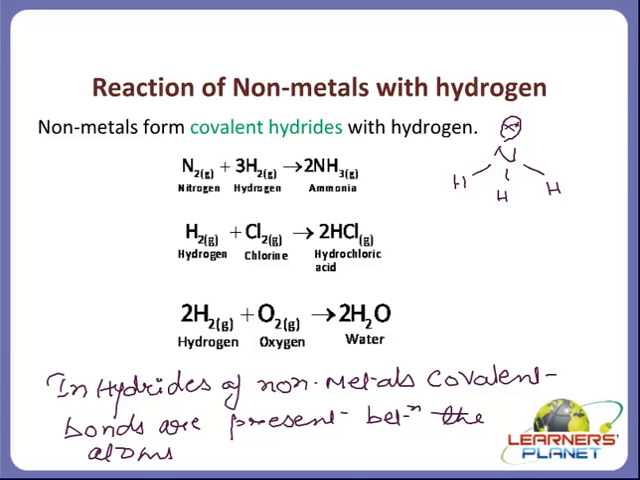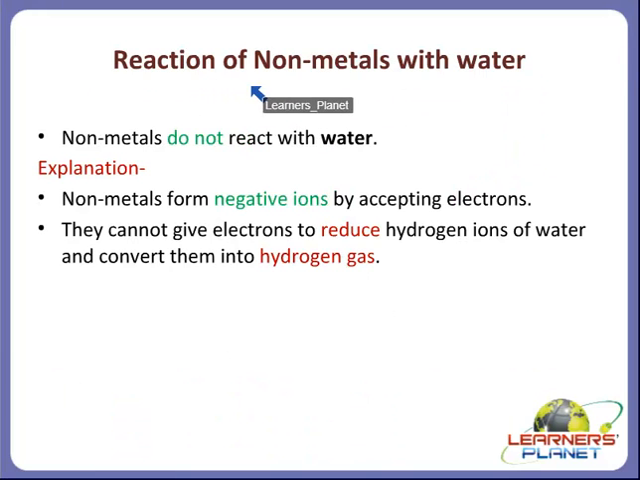Now let's move to the next reaction, that is reaction of nonmetals with water. Nonmetals do not react with water. Why? Because nonmetals form negative ions by accepting electrons. Clear? I have already told you. Chlorine forms chloride ion, bromine forms bromide ion, sulfur forms sulfide ion, nitrogen forms nitride ion. So all the nonmetals form negative ions by accepting electrons. Now they cannot give electrons to reduce hydrogen ions of water and convert them into hydrogen gas.